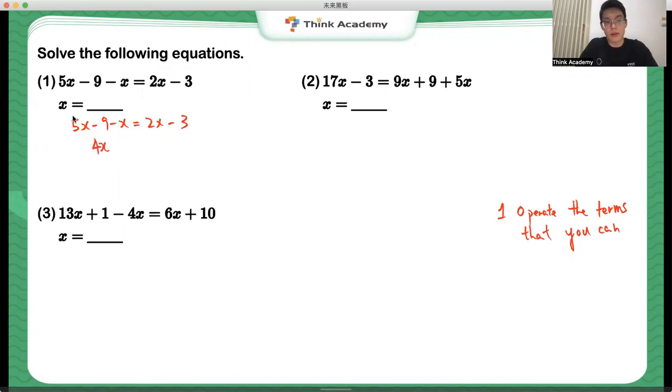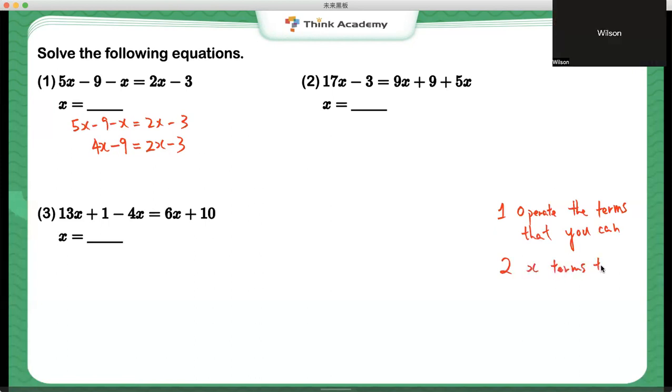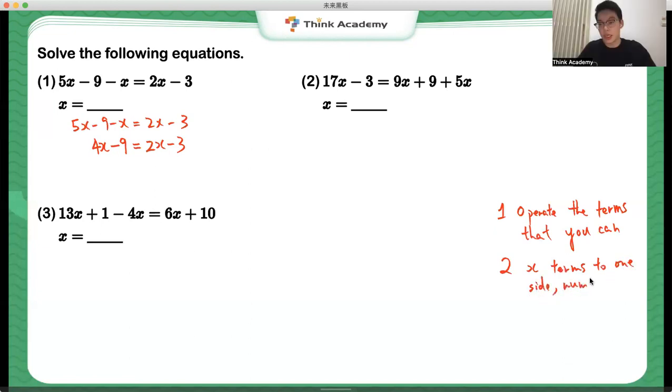All right, so the 4x comes from 5x take away x. And for the minus 9, I just keep it right there, 4x take away 9. That's what I have left on the left-hand side. And on the right-hand side, there's nothing I can operate because I can't operate x term with a number term. So I just leave it unchanged like that. Okay. So the next step is moving the x terms to one side, number terms to the other.